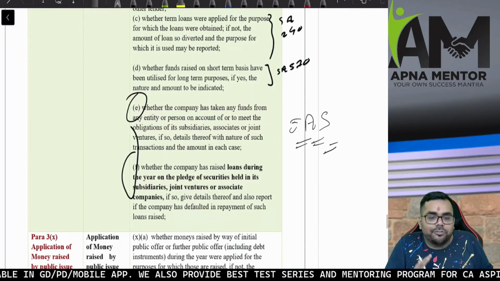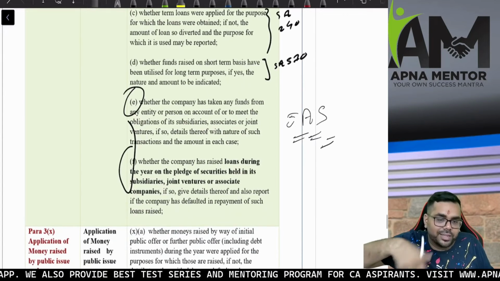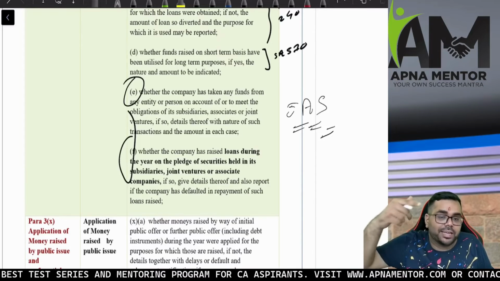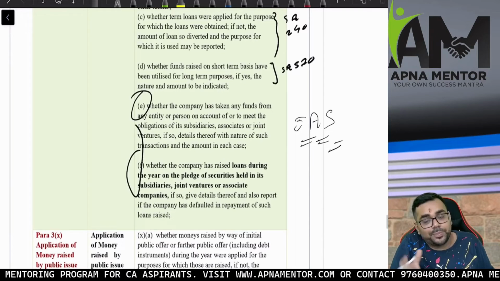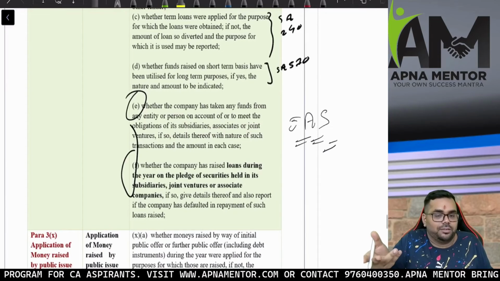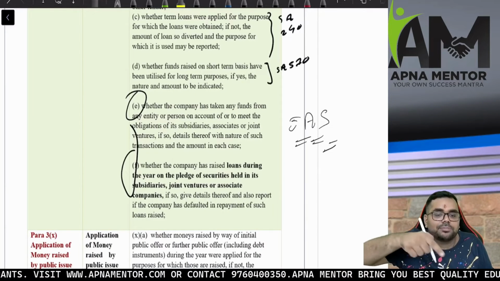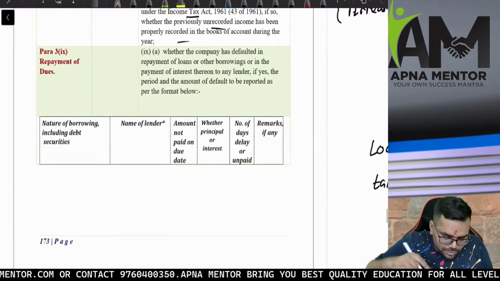And finally, whether the funds are taken to meet the obligations of its group companies, joint ventures, subsidiaries, associates. That you have taken funds from the market to meet the obligations of your subsidiaries, joint ventures, associates, or you have raised the loans pledging the securities you have in your group companies, that is joint ventures, subsidiaries, associates. So these are the things that are going to come in clause number 9.